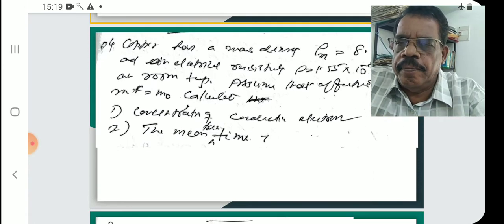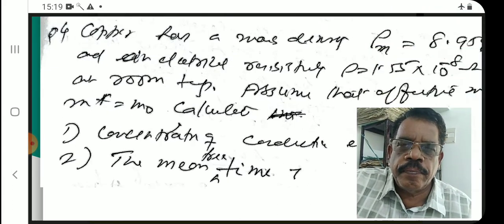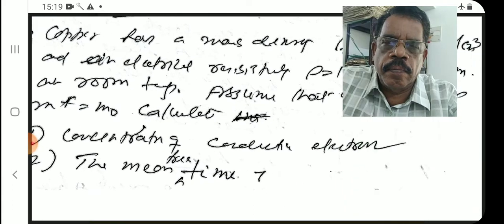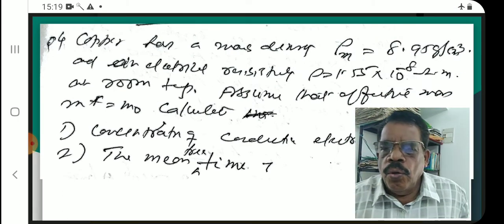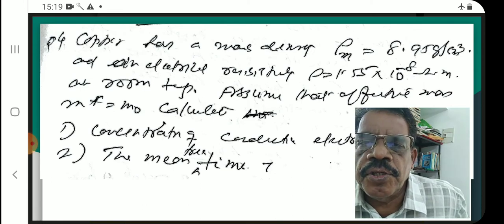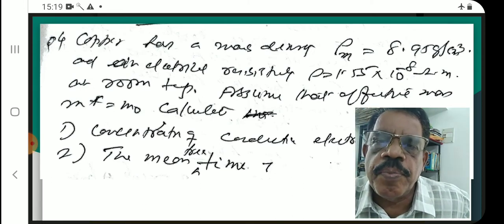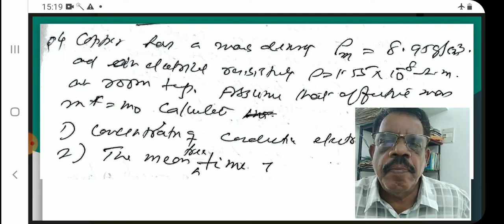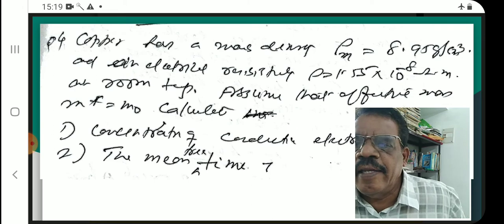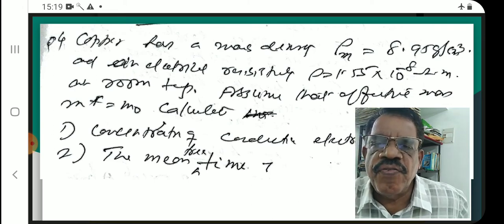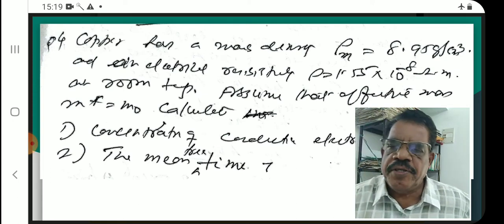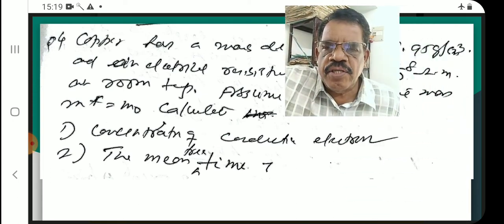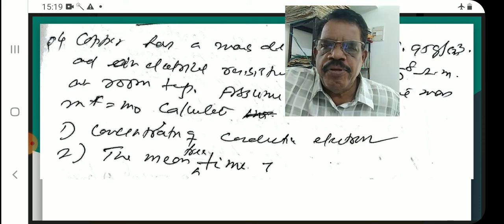Next problem. Copper has a mass density rho m of 8.958 gram per centimeter cubed, and an electrical resistivity rho of 1.55 into 10 raised to minus 8 ohm meter at room temperature. Assume that the effective mass m star is m0, the rest mass. Calculate the concentration of conducting electrons and the mean free time tau.